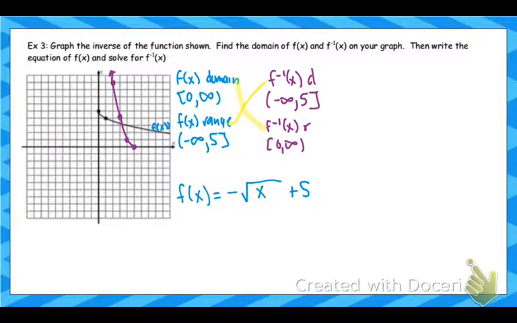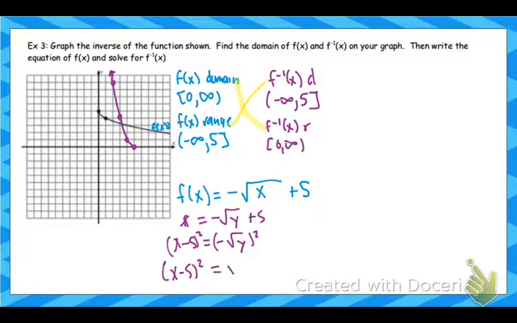Well, let's solve algebraically to get f inverse. So I would do x equals negative square root of y plus 5. So x minus 5 is negative square root of y. Then I can go ahead and square both sides. And I'm going to leave that squared because that's similar to what we see for transformations. I'm not going to FOIL it out because it's just easier to graph in this form.